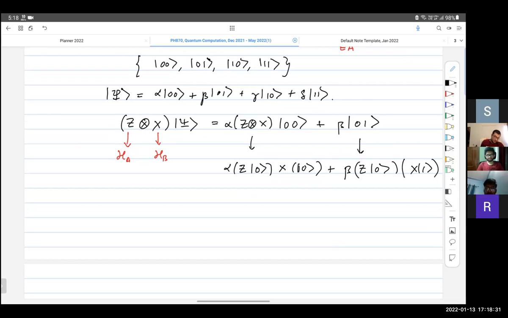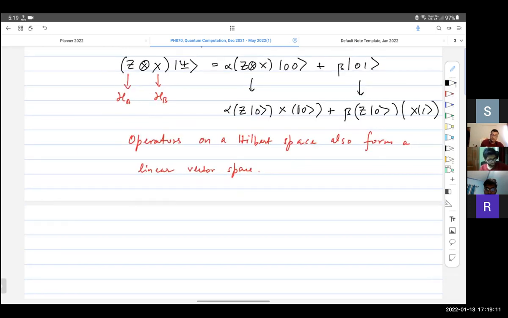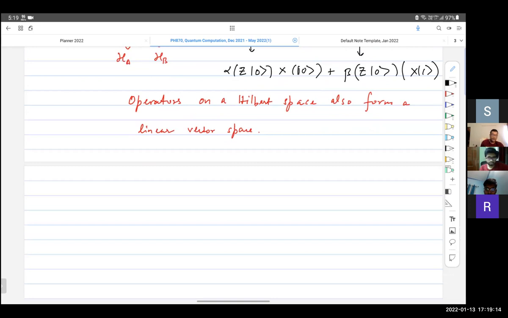Now, the same way that states can be decomposed into basis vectors, we can also have a basis for the operators. So the operators which act on a Hilbert space or a vector space also form a linear vector space. Okay. So how does this work? Okay.